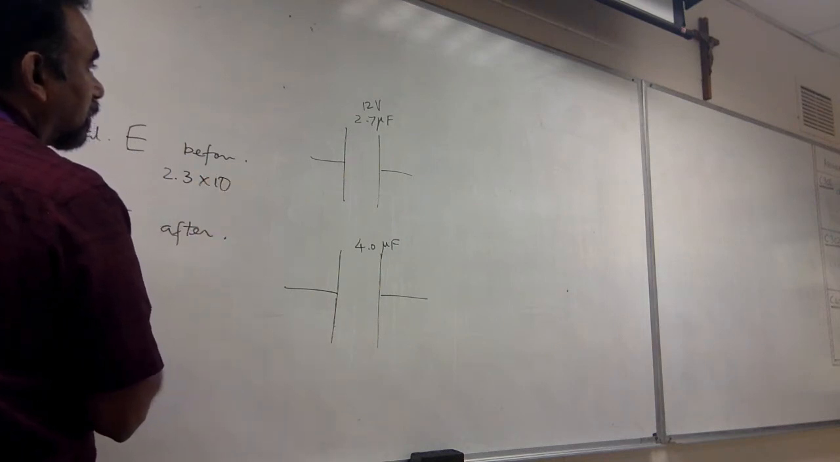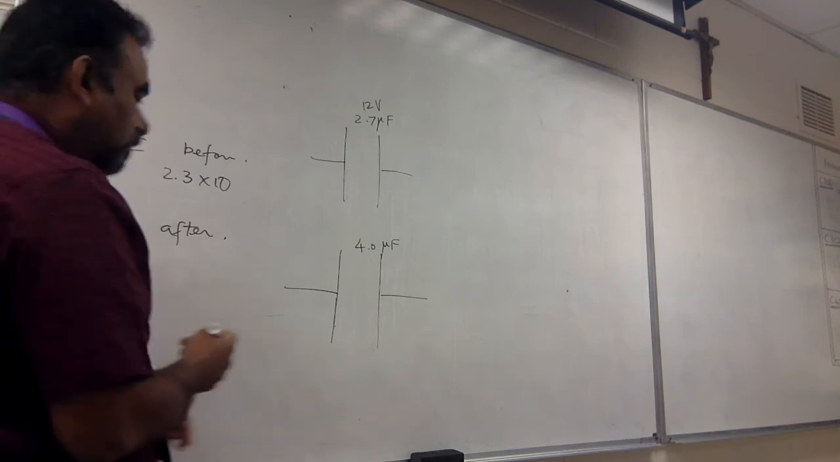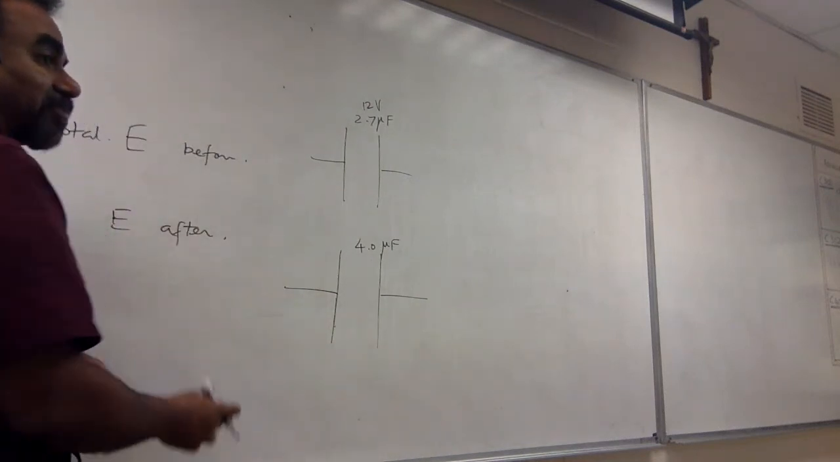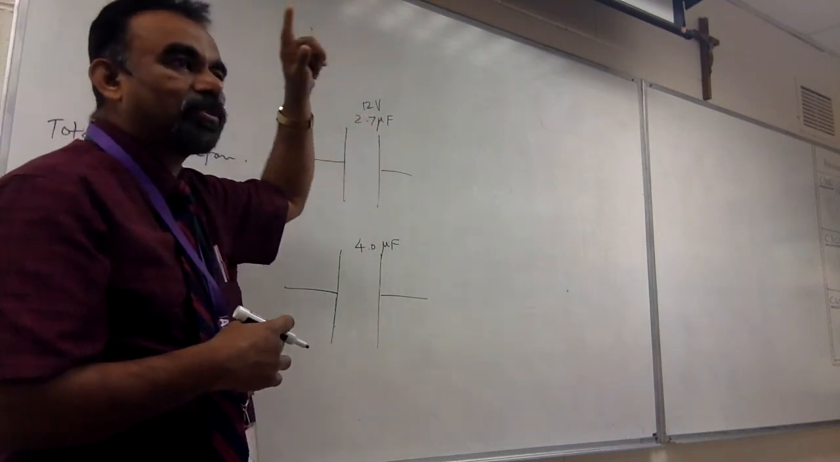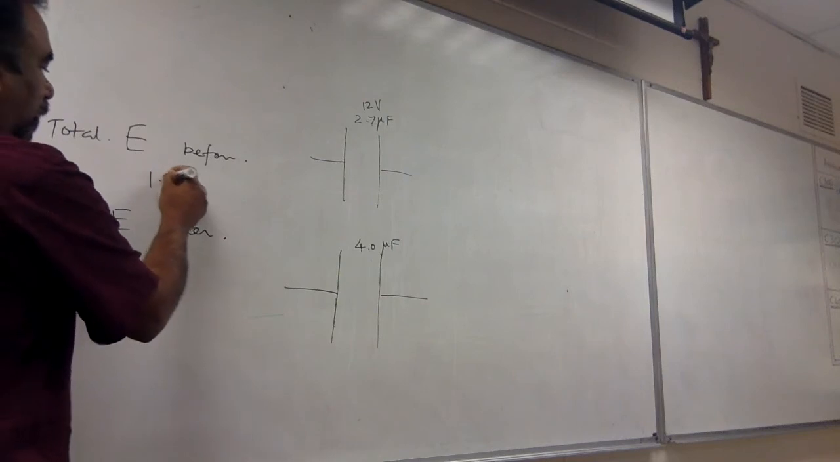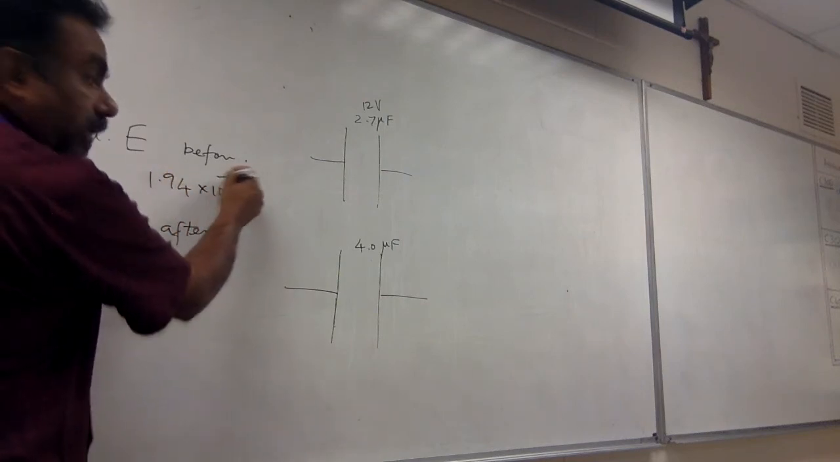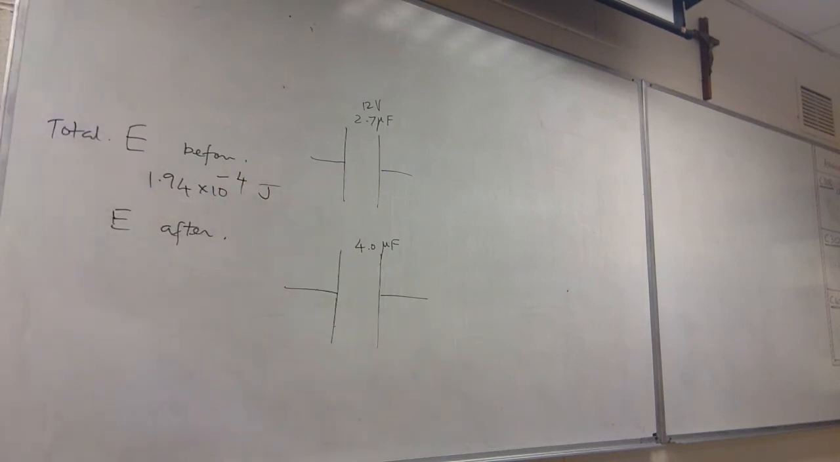I don't know. Just check again. Half CV squared. All you're doing is only half CV squared. Not a big deal. Half of this times 12 squared. 1.9 times 10 power negative. That looks right. Okay, that seems okay. Yeah, 1.94 times 10 power minus 4 joules.